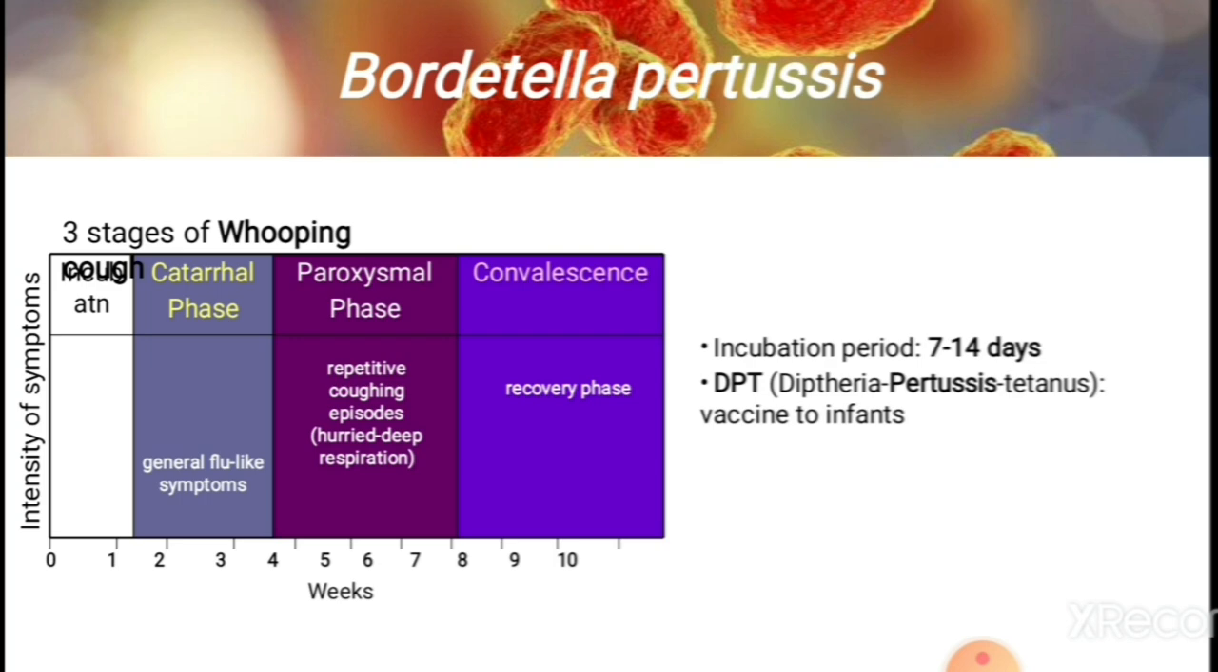The last stage is the convalescence or the convalescent stage. This is the recovery phase. The cough episodes will slowly decrease, and there will be a gradual recovery over 3 to 16 weeks. And if not treated, whooping cough has secondary complications. We have pneumonia, otitis media, rectal prolapse, and even meningoencephalitis.